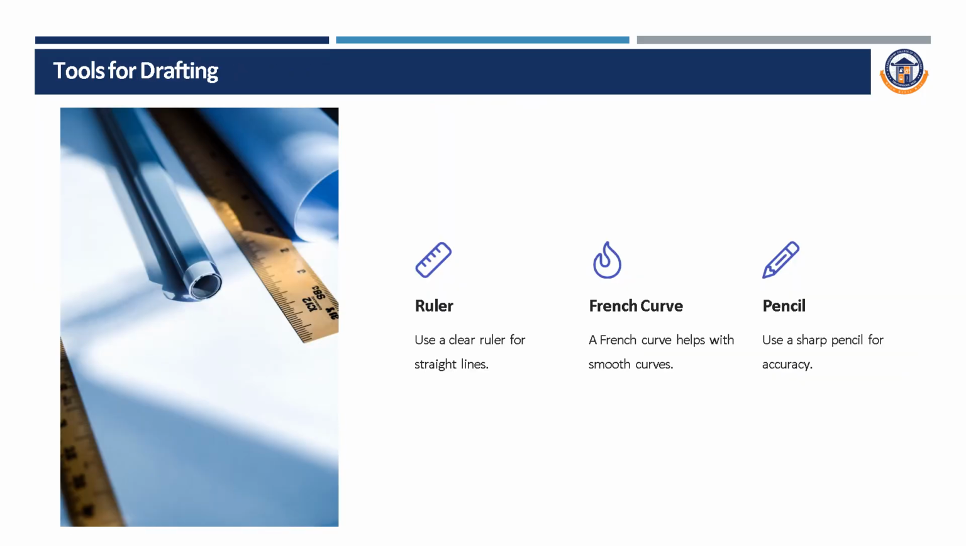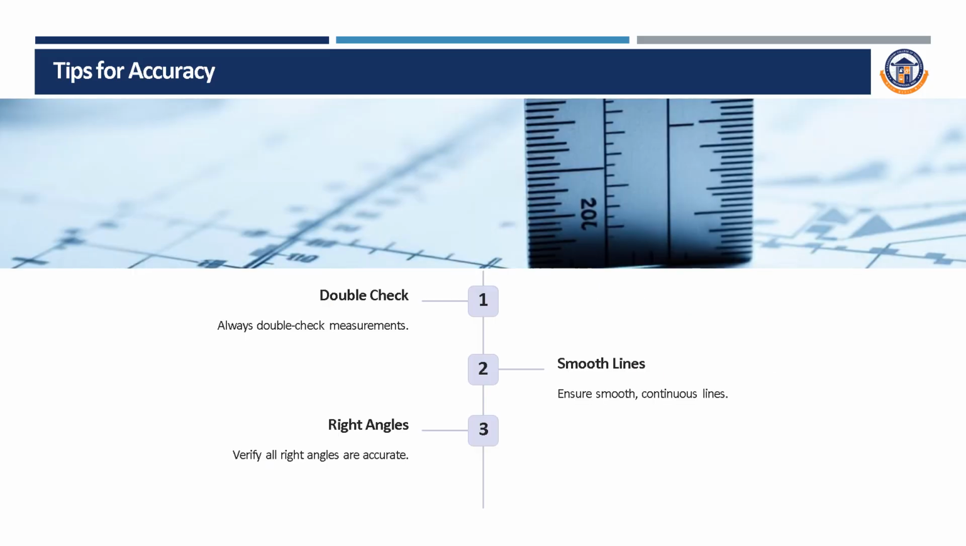Tools used for drafting are ruler, French curve and pencil. Ruler for straight lines and measurements, French curve to create smooth armhole curves, and a sharp pencil for precise marking. Tips for getting accuracy in pattern drafting: double check the measurement before finalizing it. Ensure smooth and continuous lines for better accuracy. Maintain right angles to avoid distortion in the pattern. If you follow these rules effectively, you will get accurate pattern construction once the design is finalized.